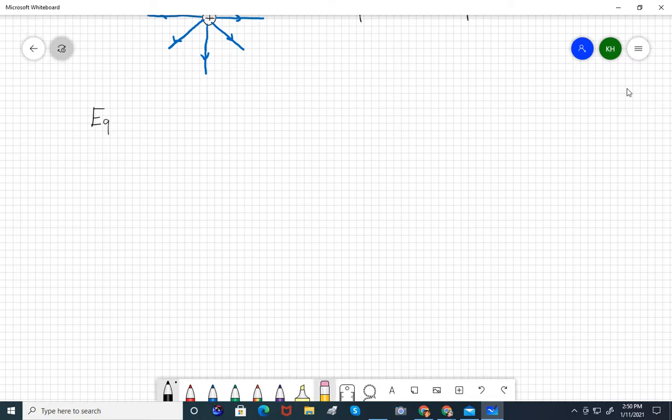Equipotential means exactly like it looks like it means. Equipotential: equal potential, or equal voltage.